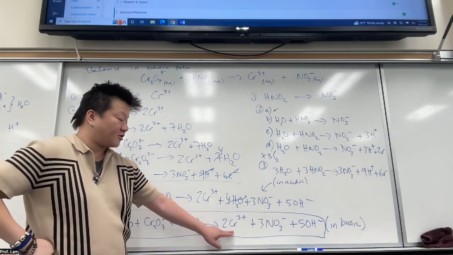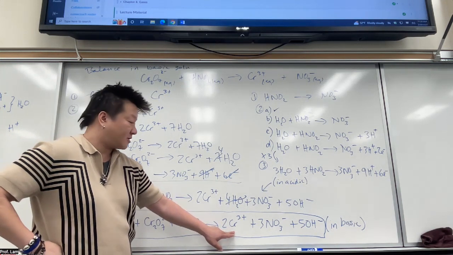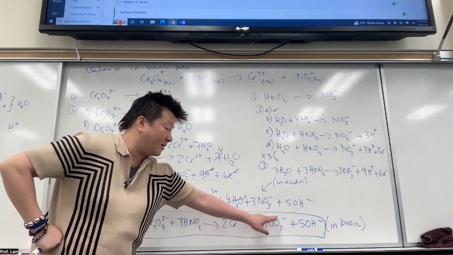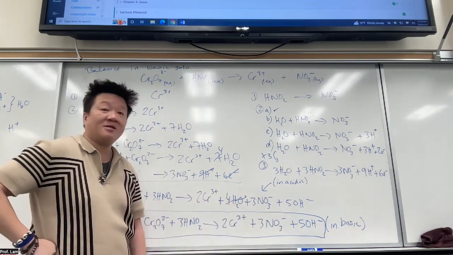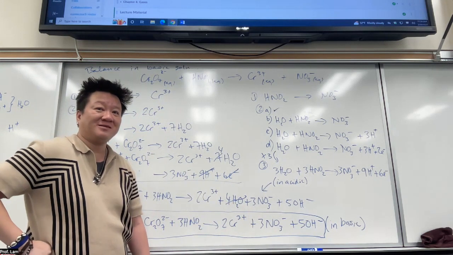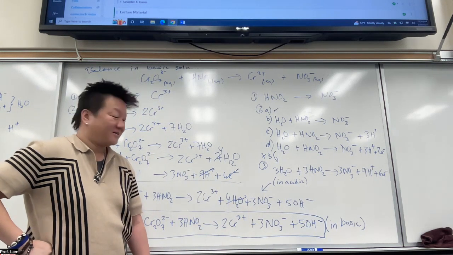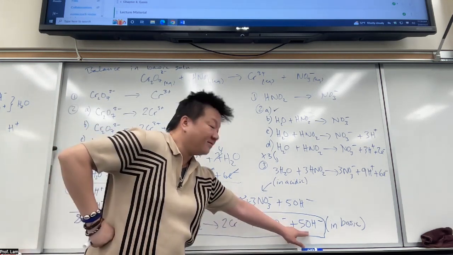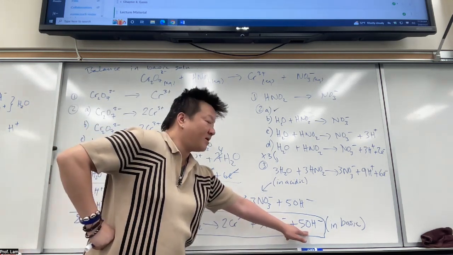What is this one? What's the net charge of this one? 6 plus. And this is 3 minus, right? So what's 6 plus and 3 minus? 0? 6 plus and 3 minus? No. Positive 3. And what is this one? Not a -1. What is it?